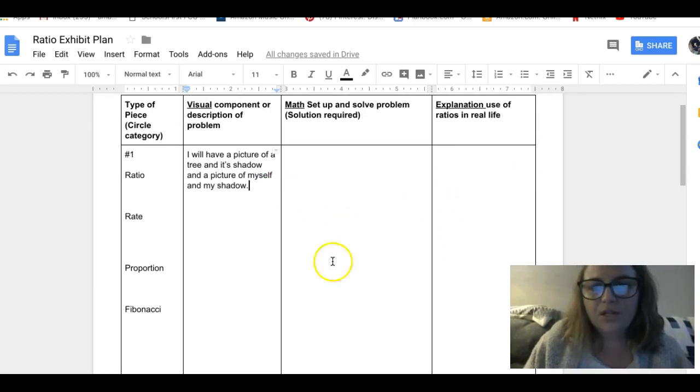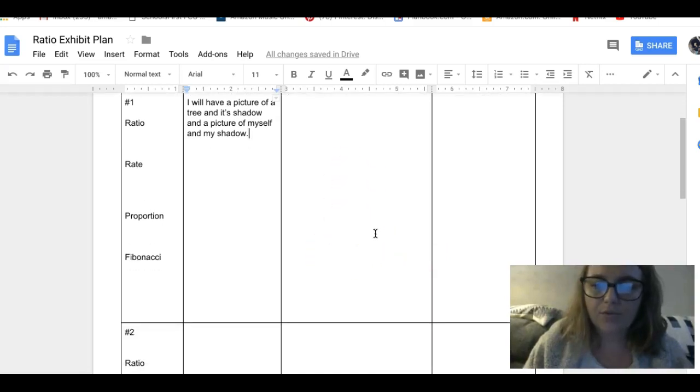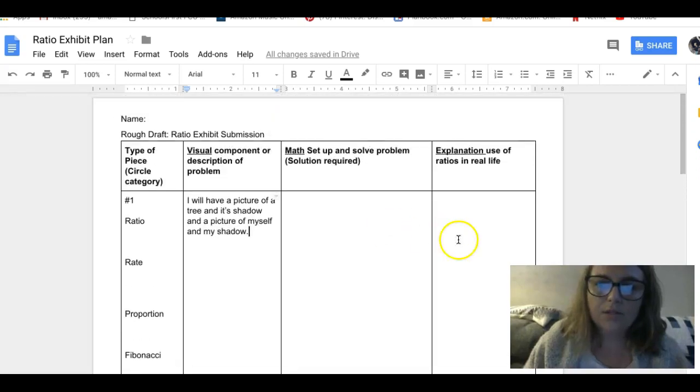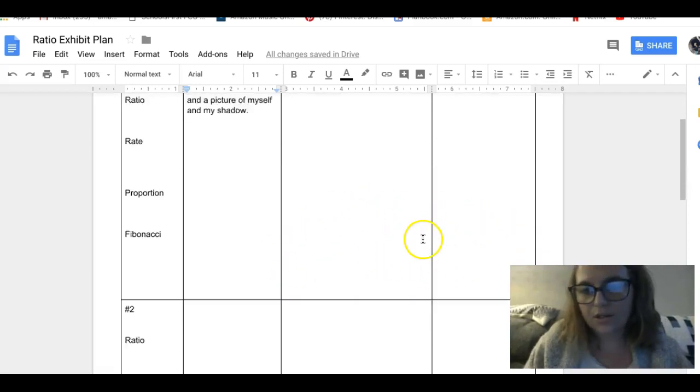So this is really just a planning guide, and think of it as like a rough draft. So we will be reviewing this to make sure you're on the right track before you do your final one. So don't stress about it too much, but I hope that helps you better explain this organizer. It's just an organizer for your thoughts.